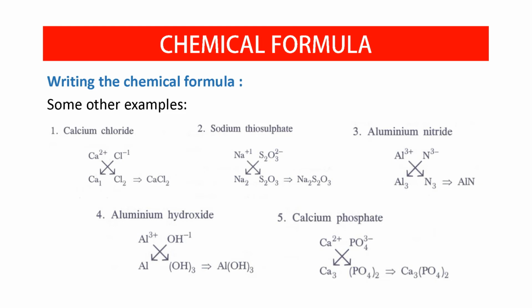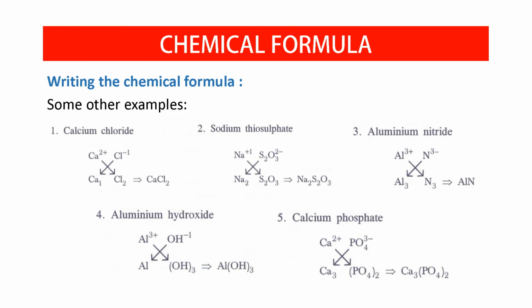One valency or one charge, there is no need to write. So CaCl2 is the final formula of calcium chloride. It's very easy. In your book, there are a number of examples given, so go through them and practice. If you practice these examples, you will become perfect at this. This is a very simple method. Just follow the steps and you can write the formula.